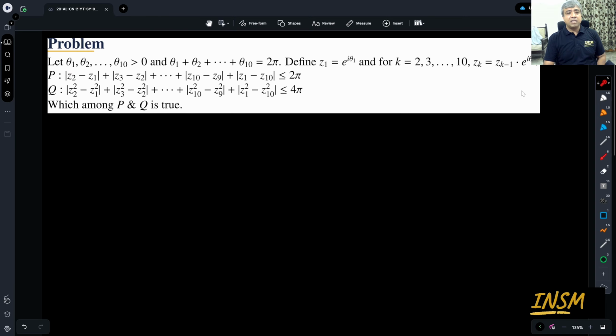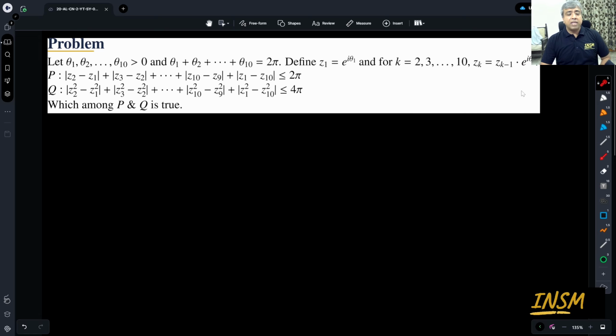It says that let theta 1, theta 2 till theta 10 be greater than 0 and theta 1 plus theta 2 plus till theta 10 is 2 pi. Now it defines z1 equal to e to the power i theta 1. And for k equal to 2 to 10, it defines other complex numbers zk as z of k minus 1 multiplied by e to the power i theta k.